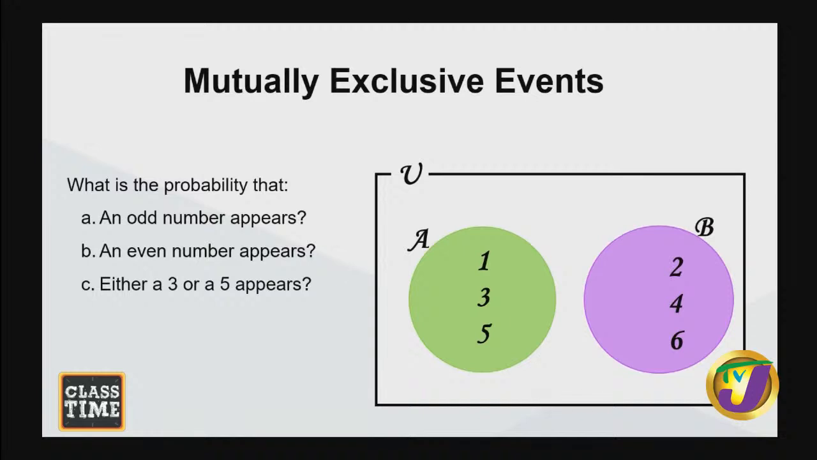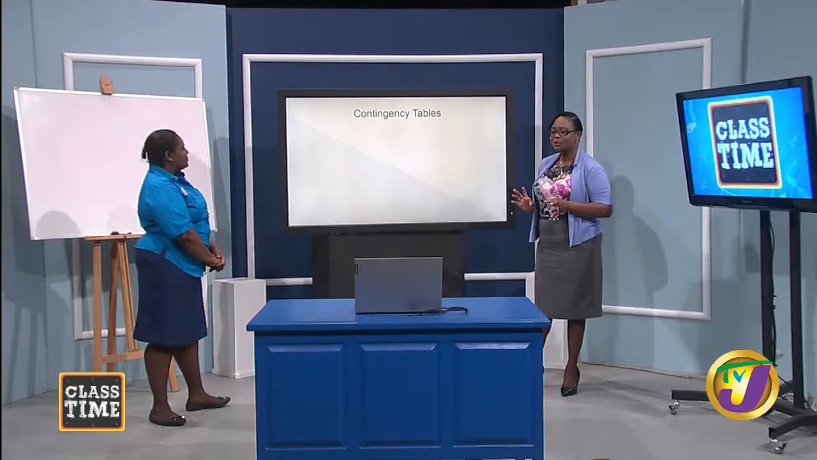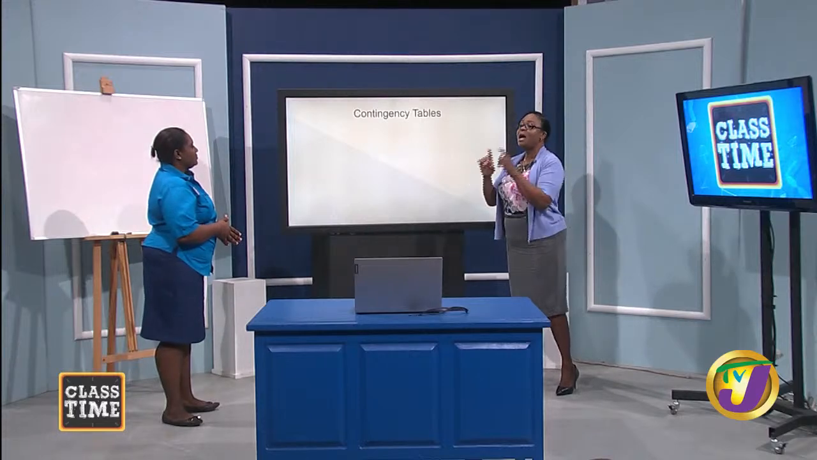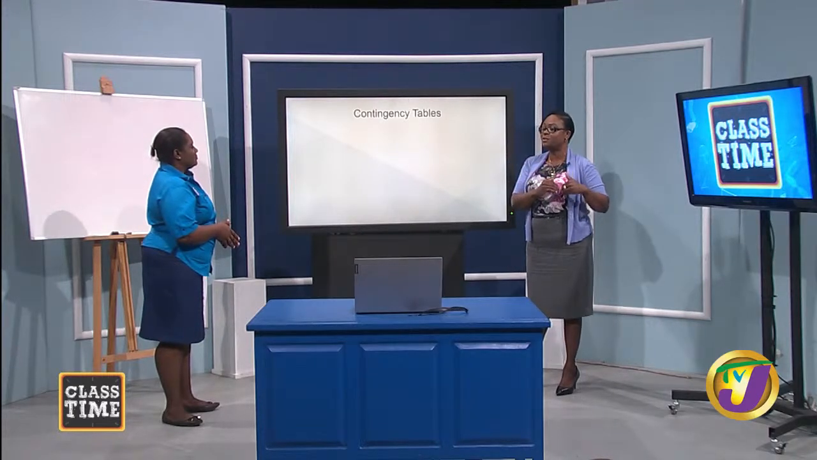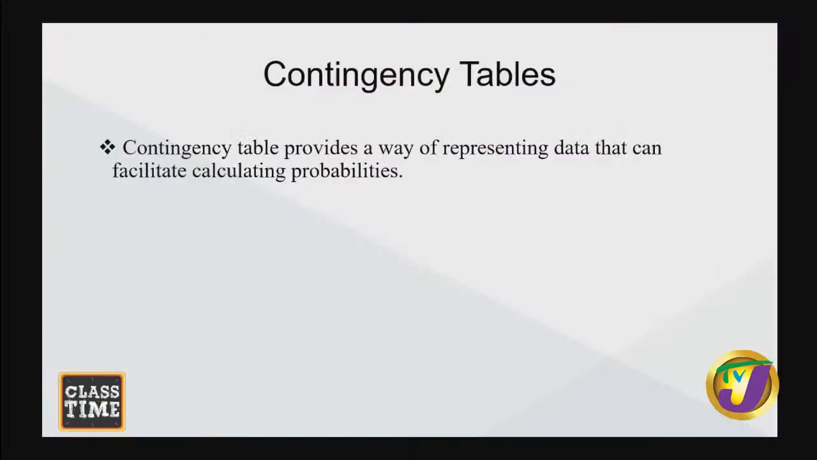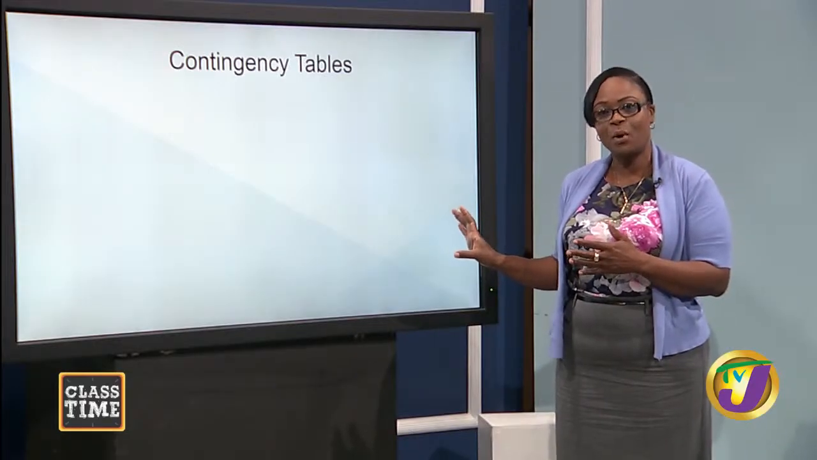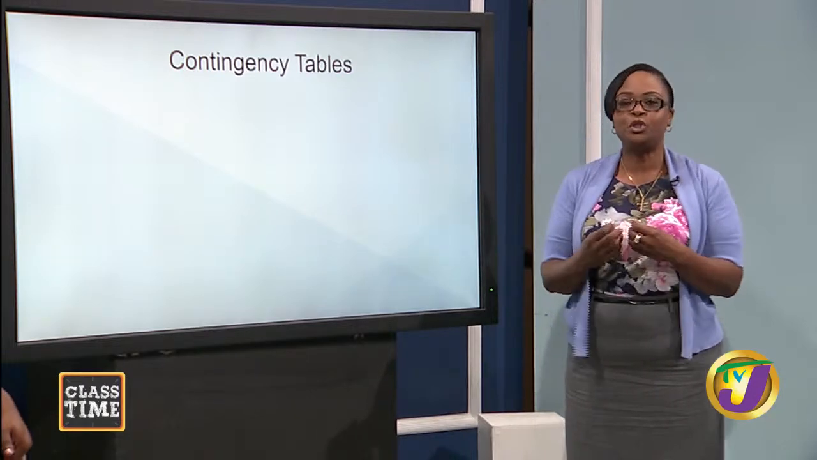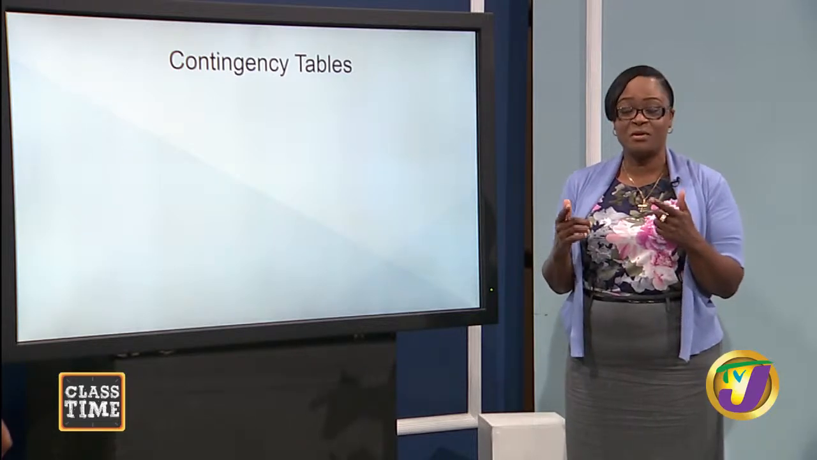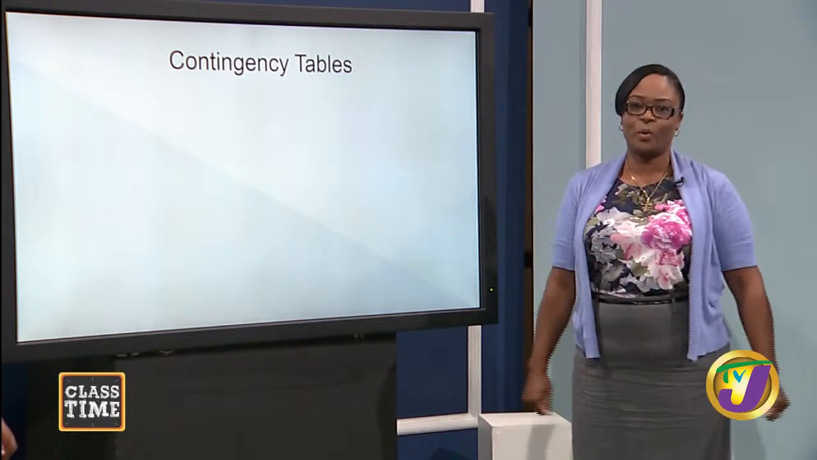So we looked at mutually exclusive events, and now we want to look at this whole idea of contingency tables. I want you to remember the vocabulary words that we spoke about before. As we go on, we're asking you in your own words, what are mutually exclusive events? And when we have completed this section on contingency tables, you should be able to say in your own words what contingency tables are and what they are used for. Good.